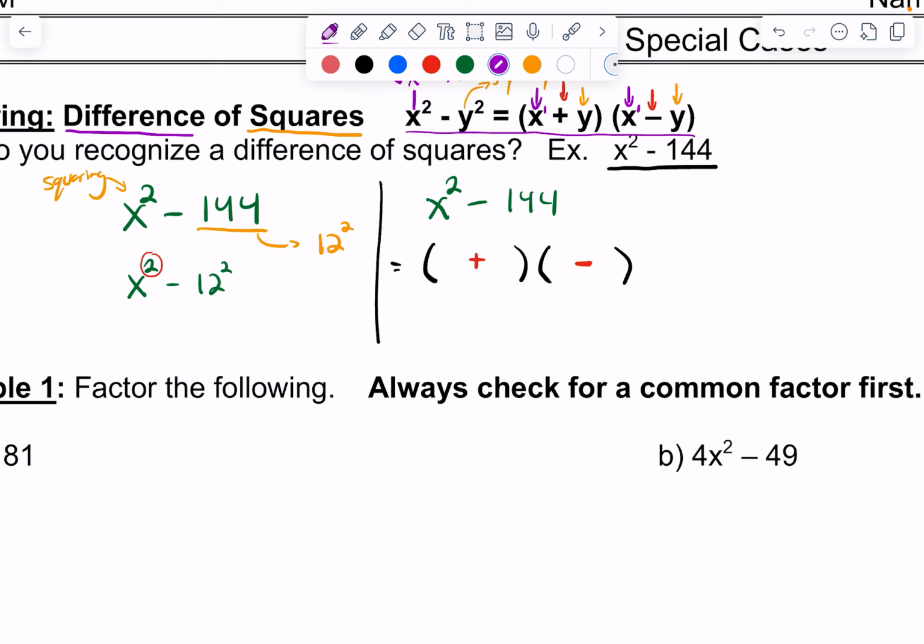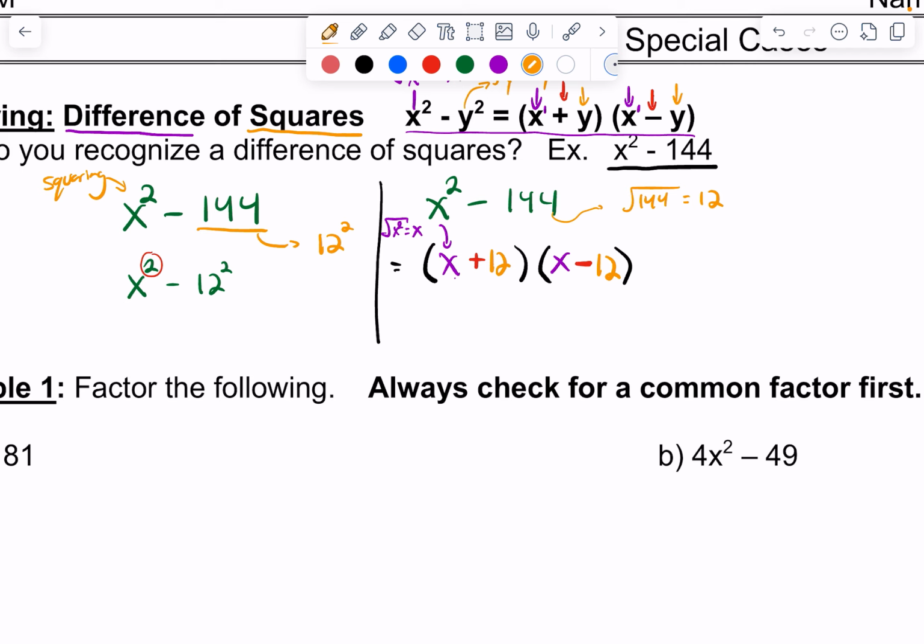What goes in front is the square root of this first term. The square root of x squared is x. So there you put an x, and there you put an x. What is the square root of 144? That would be 12. So a 12 would go here. And there you go. That's factored form.